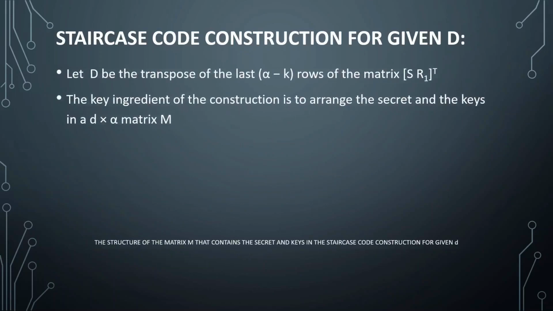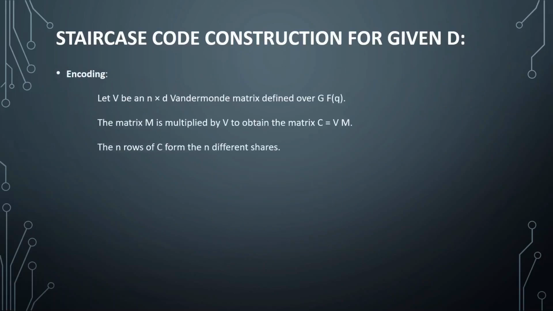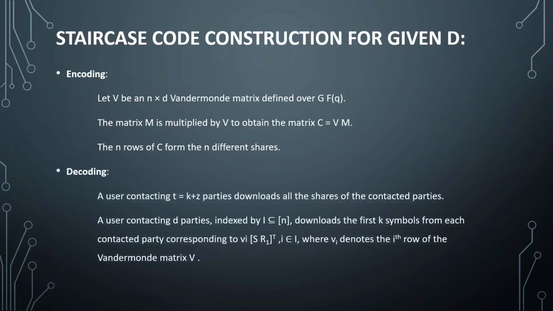After obtaining these matrices, we rearrange them in such a way that we get the final matrix of dimension D into alpha, which is the key ingredient for this construction. After obtaining the D into alpha dimension matrix, we multiply it with a Vandermonde matrix of size n into D and obtain a resultant matrix in which each row gives us a different share. This is called encoding. Whereas decoding has two parts.